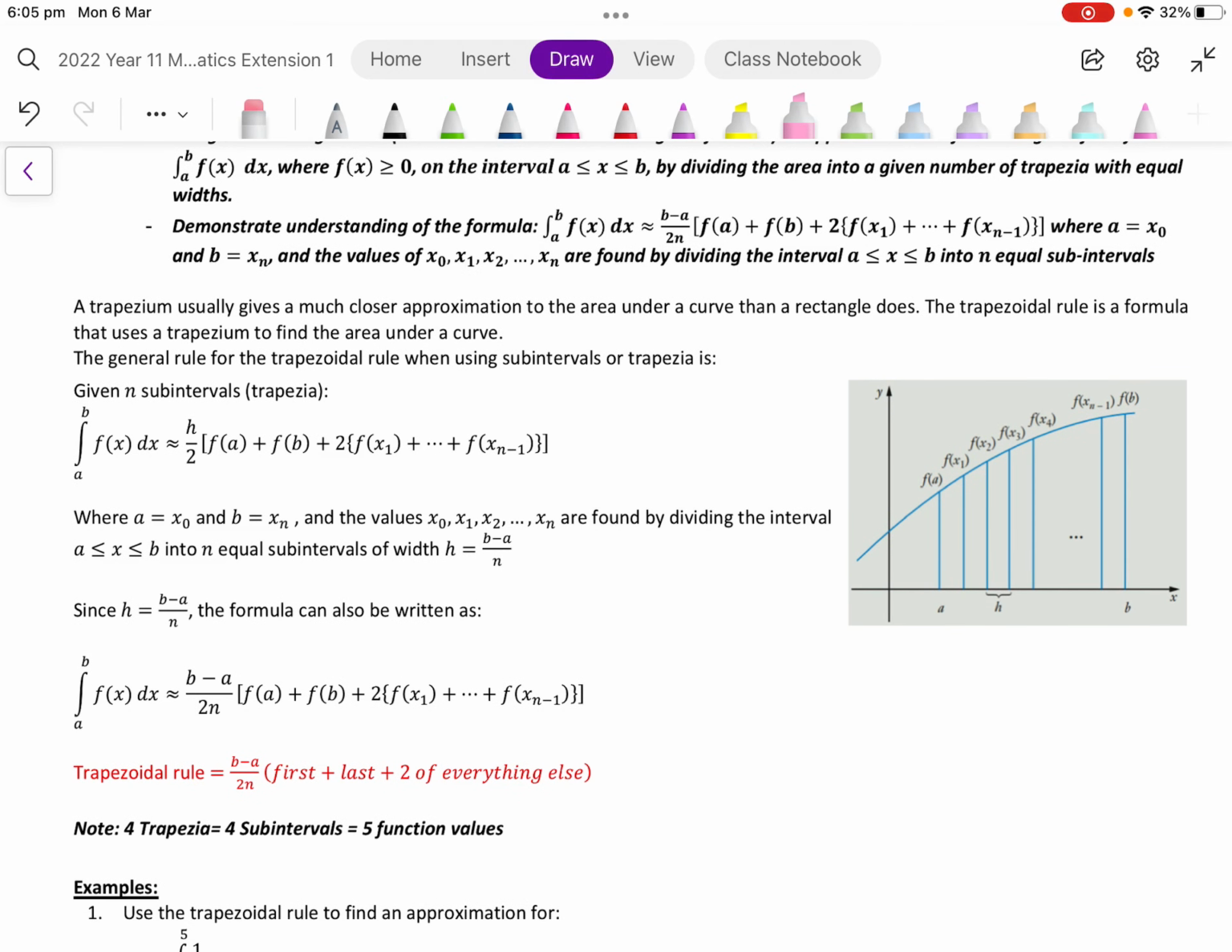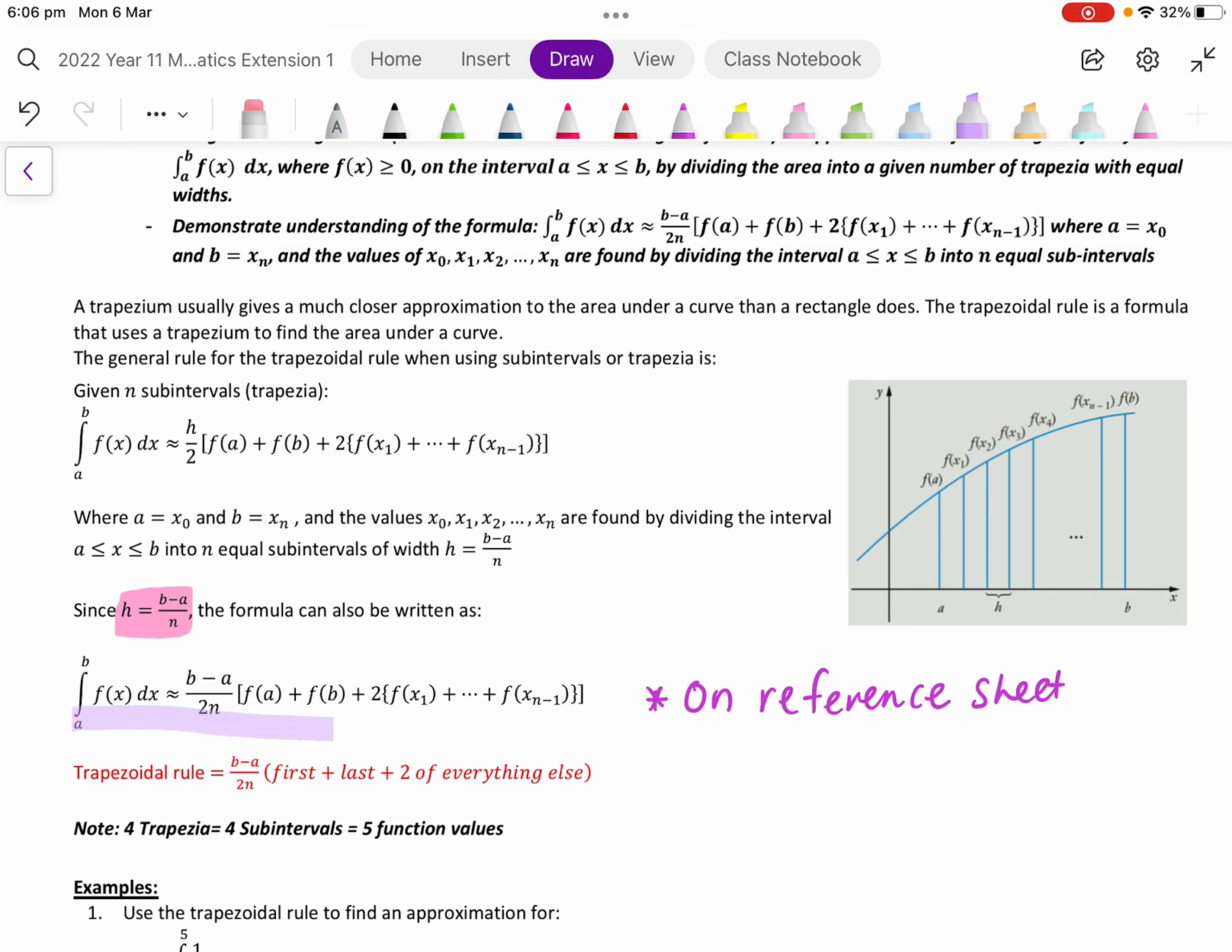Since we have h equals b minus a over n, we can use the following formula. Now, the following formula is found on your reference sheet. This is the formula that we are going to use when using our trapezoidal rule. So for our trapezoidal rule, the integral from a to b of f(x) dx is approximately equal to (b minus a) over 2n of f(a) plus f(b) plus 2 lots of f(x1) plus ... f(x_{n-1}).